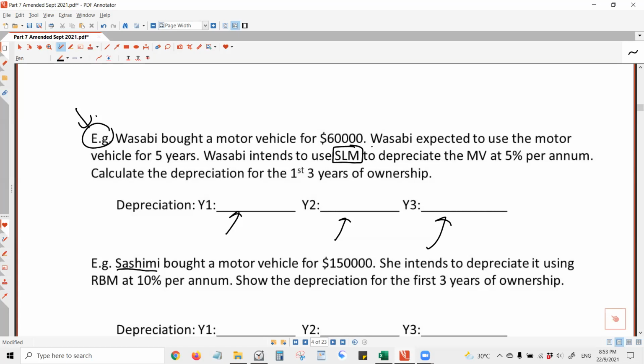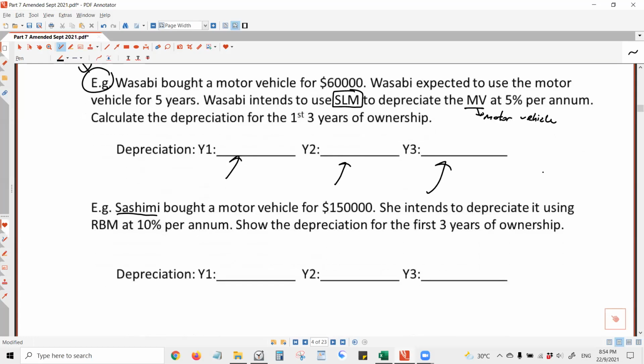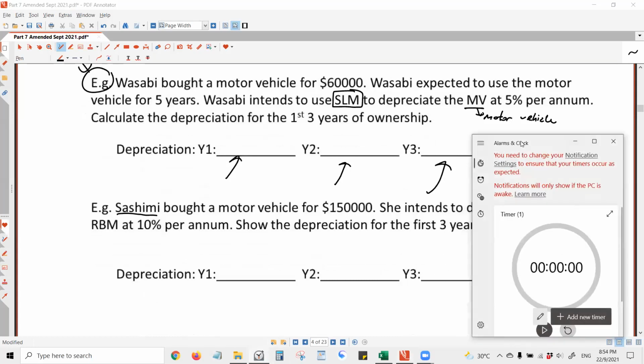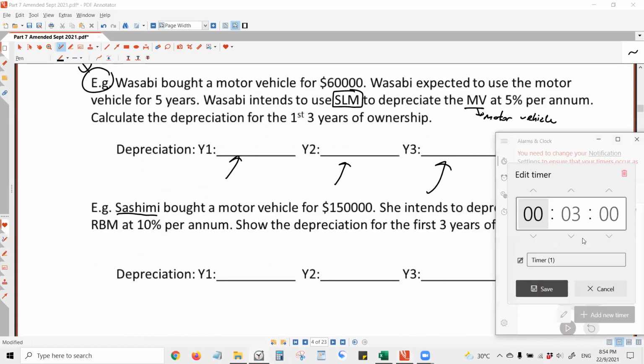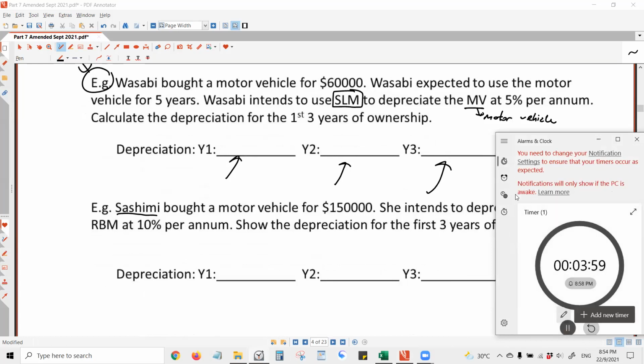SLM stands for straight line method. This is motor vehicle. SLM is straight line method. This time, maybe you need a bit more time. I give you 4 minutes this time. You begin. Once you're done, tell me your answer in the box there.